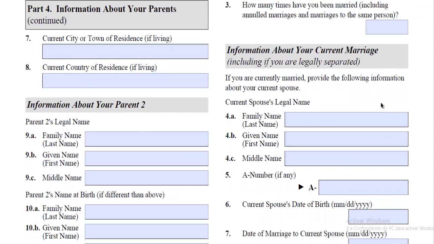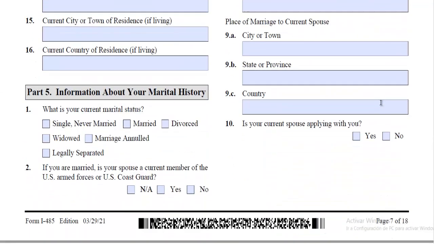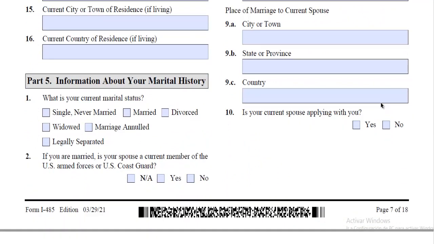Let's go to part 5, your marital status, where you explain whether you're currently single, married, divorced, and so on, and list information about your current spouse. It also asks for information about prior marriages, as you must indicate if you were married before your current spouse. It's particularly important if you're immigrating to the U.S. based on marriage. USCIS wants to ascertain whether you're eligible or not. Being married to two people at once is a legal problem.